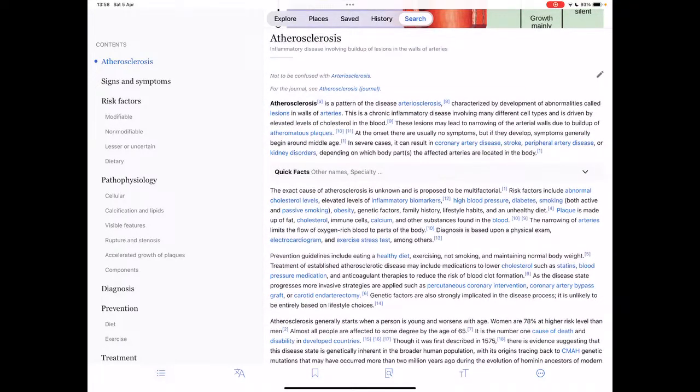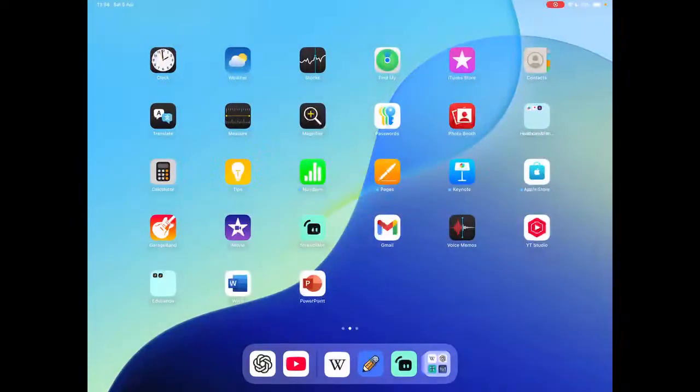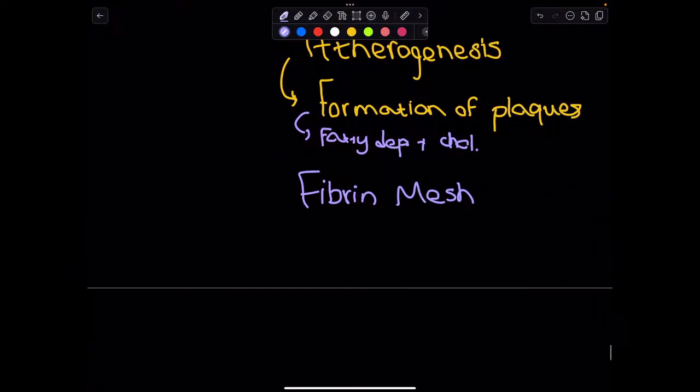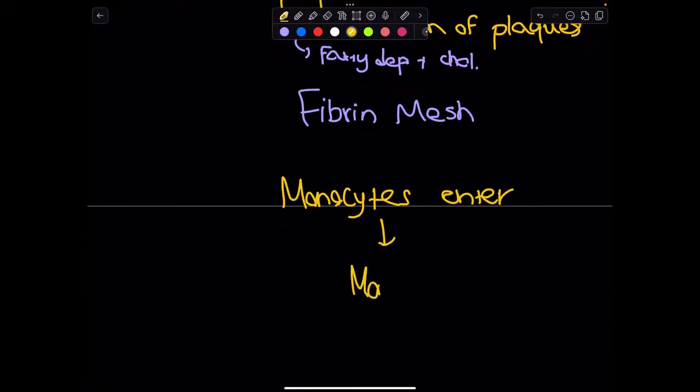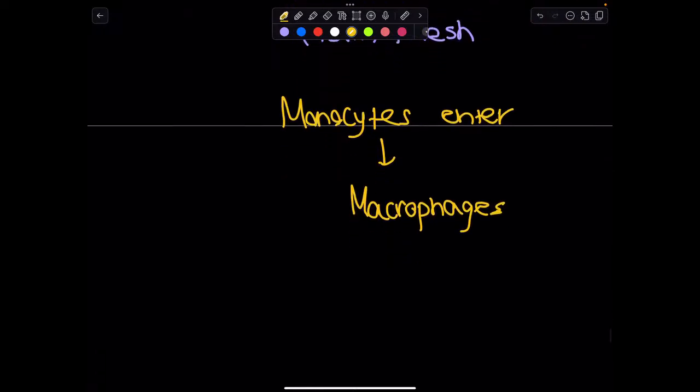So we have monocytes and macrophages involved. Yes, monocytes from the bloodstream enter the artery wall, turning into macrophages. They gobble up cholesterol, becoming foam cells, which eventually form part of the plaque. So monocytes enter, they become macrophages, and then the macrophages, what do they do? Once monocytes become macrophages, they engulf the cholesterol, turning into foam cells. This buildup contributes to plaque formation.